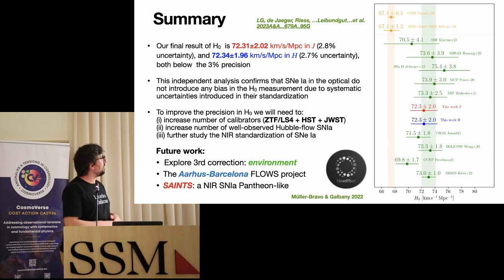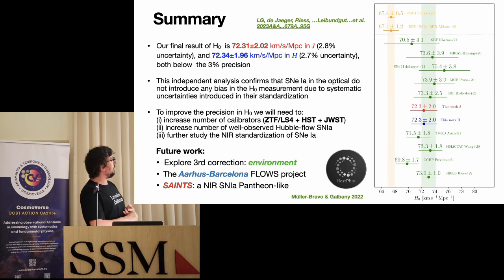We can increase the number of well-observed Hubble flow supernovae. Right now, about 50. We had 200. We may reduce the uncertainties. And we can further test this standardization in the near infrared. And for these improvements, we are currently working on the environment, including environmental analysis in these near-infrared distances.